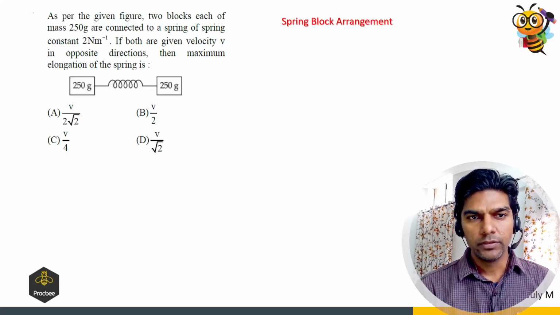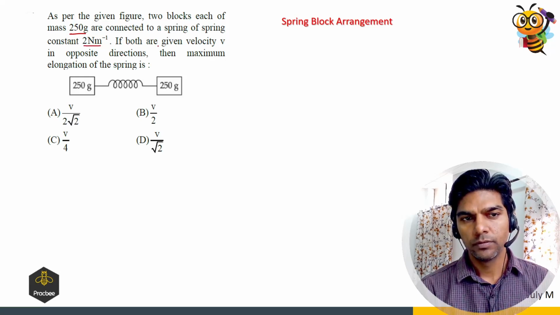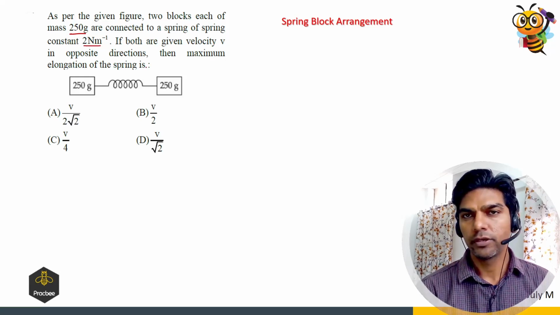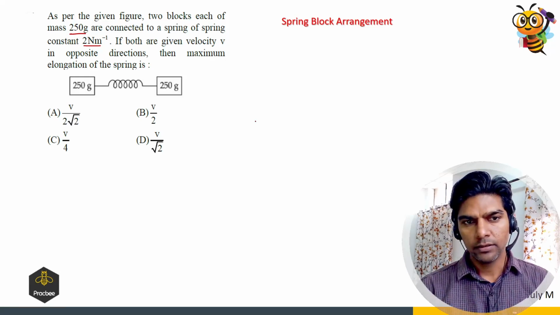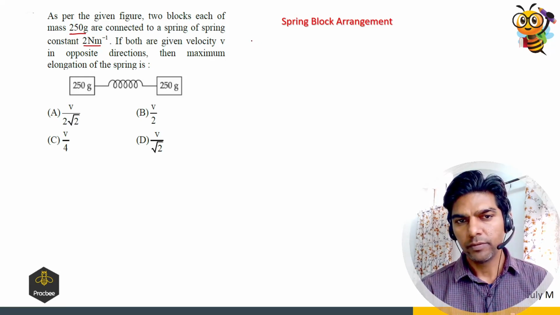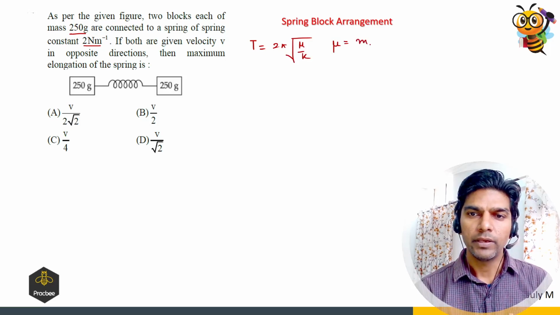As per the given figure, two blocks each of mass 250 grams are connected to a spring of spring constant 2 Newton per meter. If both are given velocity v in the opposite direction, then the maximum elongation of the spring. So this is a 2 block and a spring system. And just let me tell you the time period of oscillation. So time period of oscillation will be given as 2 pi root mu by k, where mu is known as the reduced mass, and it will be m1 m2 upon m1 plus m2.